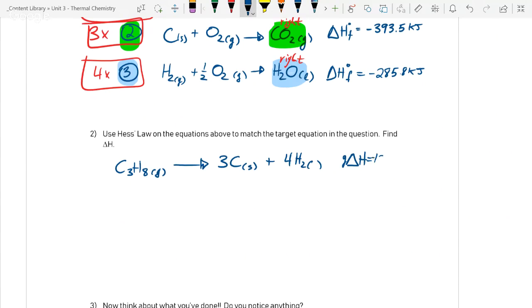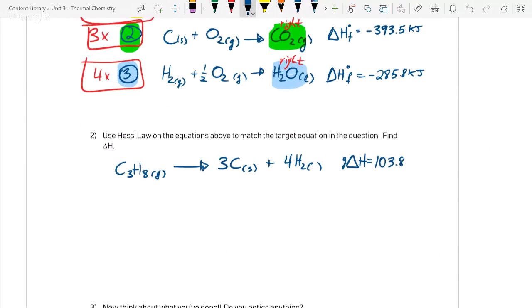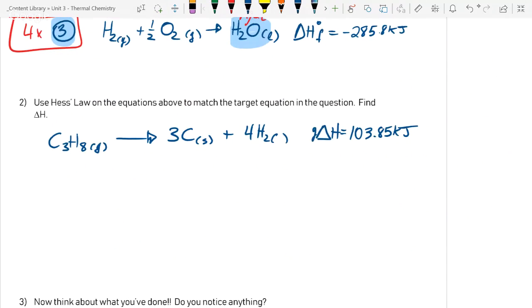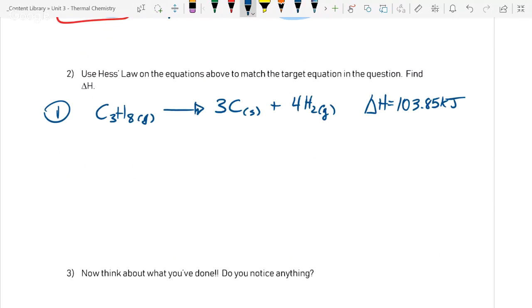Use the button on here. Yeah, don't forget to use the button. Otherwise, it just draws around it, and that's embarrassing. Okay, so our delta H is now positive because we've reversed this guy. Very good. That takes care of 1 for us.